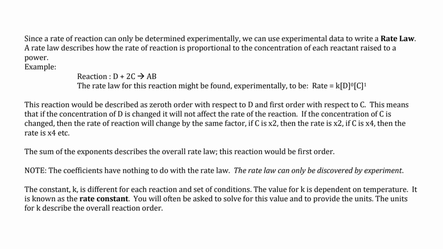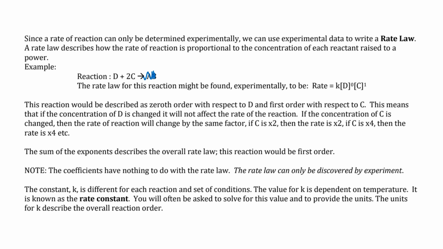Notice, if we were just to analyze the actual rate law itself, what does it consist of? Notice how there are no products involved, so the concentration of the products does not really affect the rate. So you would describe this as having a zero order with respect to D, and first order with respect to C. That means that if the concentration of D is changed, it has no effect on the rate of reaction.